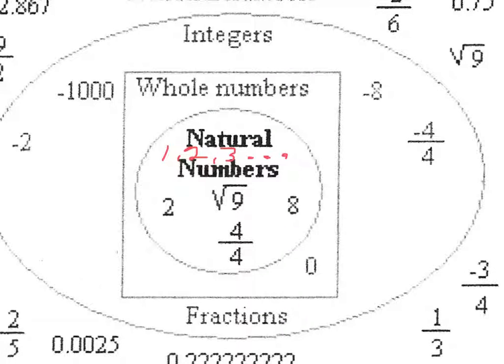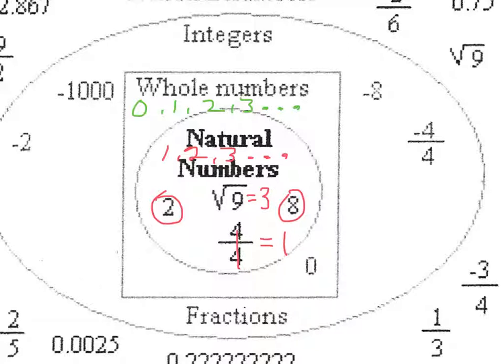Let's look first at the natural numbers, which are also called the counting numbers, and begin with 1, 2, 3, and go on to infinity. So this category includes numbers like that, or numbers that can be made into natural numbers. So the 2 and the 8 are obvious, but 9 can be made into 3, the square root of 9 into 3. And this number, 4 over 4, is actually 1. It can be made into a natural number.